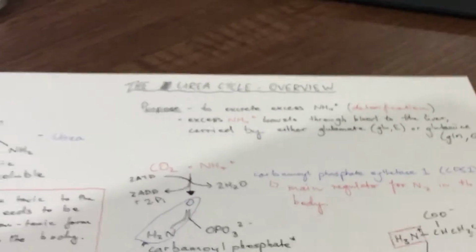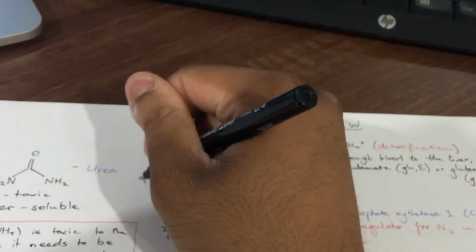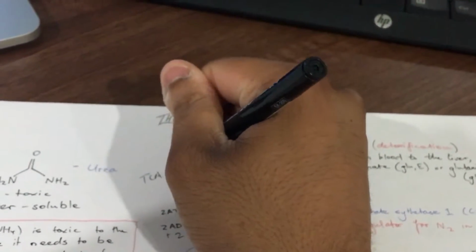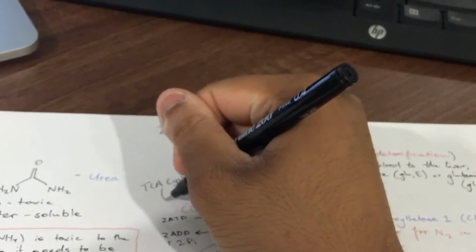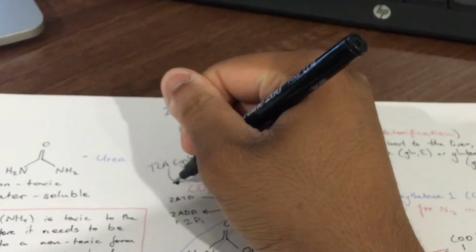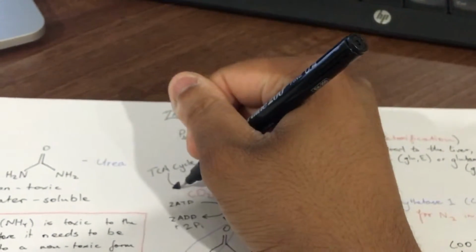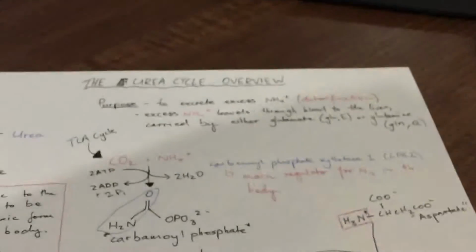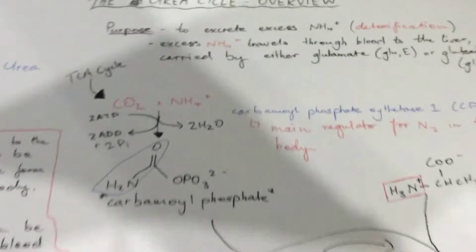So you can think of, let's add that in there, let's just put a very basic TCA cycle. You get this carbon dioxide, and it comes from the TCA cycle so that the urea cycle can occur.